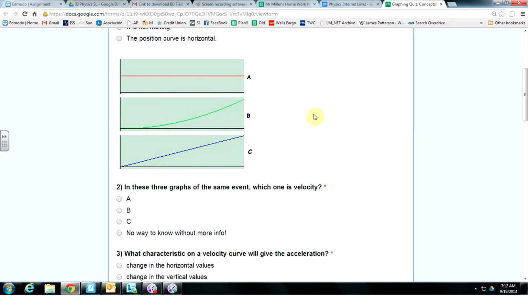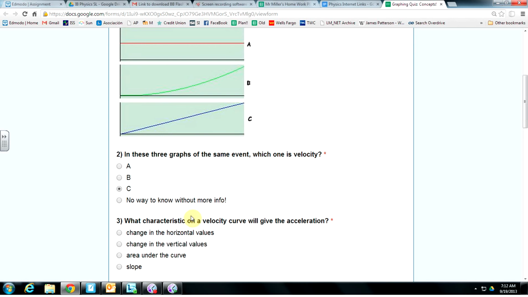In these three graphs of the same event, which one is velocity? So this looks like something's just accelerating with a constant acceleration. So A would be our acceleration. The velocity would be changing in a regular way, so C would be our velocity. And B, you can see, has a little curvature to it. It's concave up, which means the acceleration is positive. And that little curve that we have there represents the position graph for B. So the velocity is C.